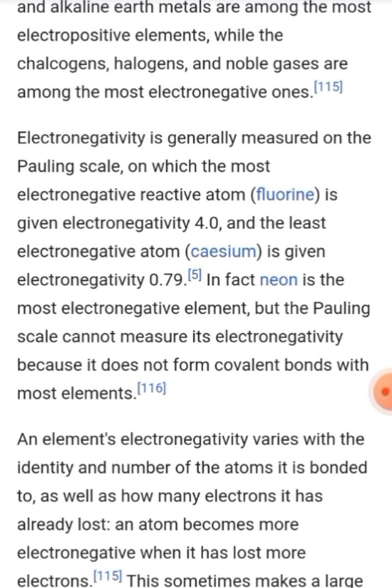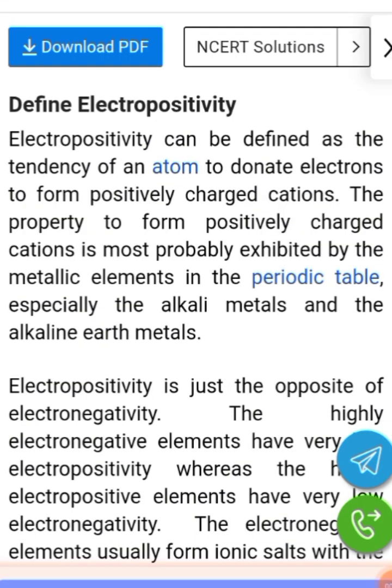It's very, very important. So now let's look at electropositivity. Electropositivity can be defined as the tendency of an atom to donate, not attract, this time around. Electronegativity is to attract, while electropositivity is to donate electrons to form positively charged cations. The property to form positively charged cations is mostly exhibited by the metallic elements. So the only electropositive elements in this periodic table are the metallic elements.